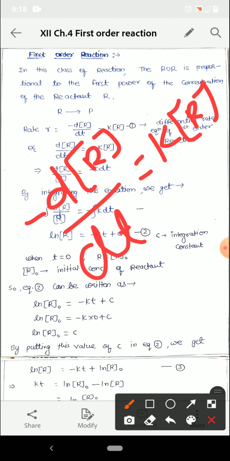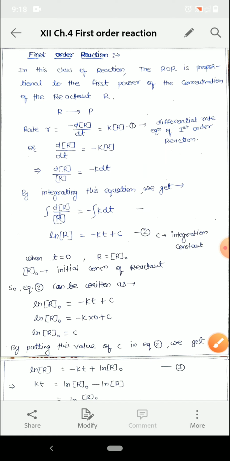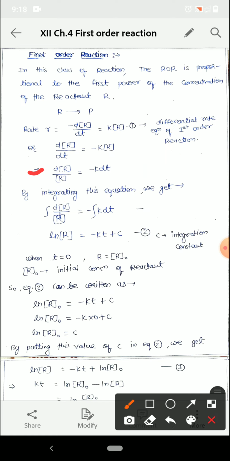So now I am transferring this dt to this side and this R to this side. So now the equation is dR upon R is equal to minus k dt. Understood? So now we are going to do the integration. By integrating this equation, we get the integration of dR upon R is equal to the integration of minus k dt. We found the result ln R is equal to minus kt plus c, where c is the integration constant here.